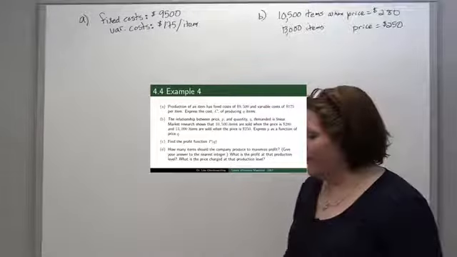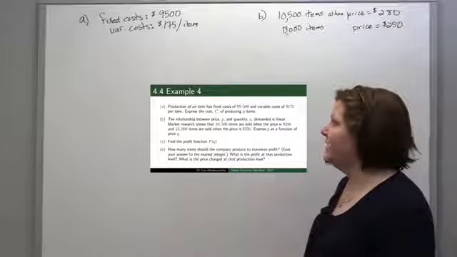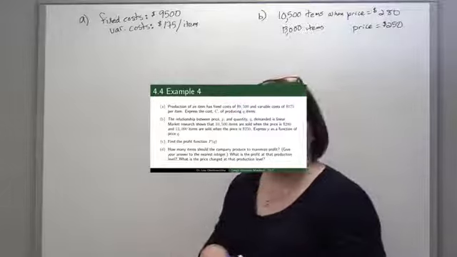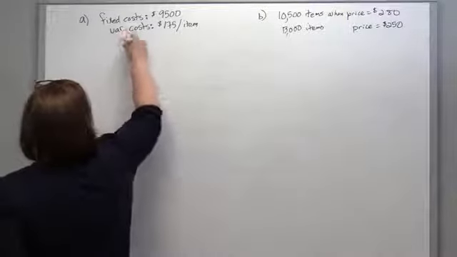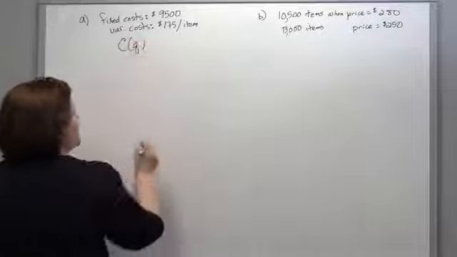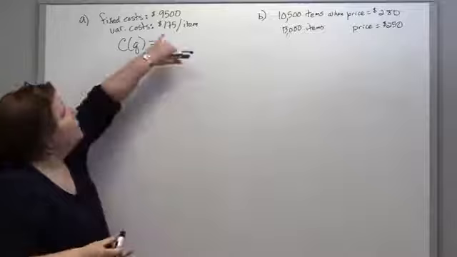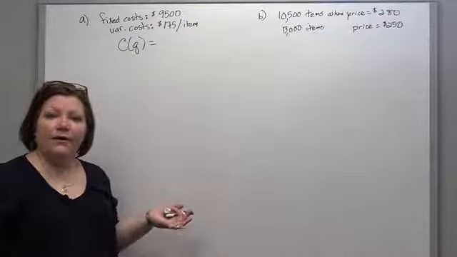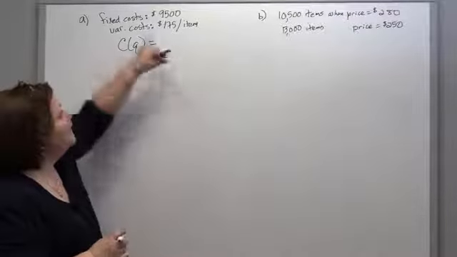So the first part, we're given the situation where we have fixed costs of $9,500 and variable costs of $175 per item. So the question is, what is our cost function? And so fixed costs, that would be when our Q equals 0. We talked about that in the past.